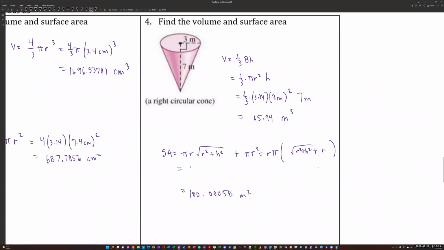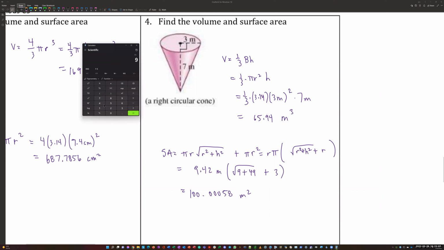All right. So r is 3 meters. Pi is 3.14. Well, I guess we could just do that. 3 times 3 is 9. 3 times 14 is 42. So this is 9.42 meters times whatever all this stuff is. Square root of r squared is 9. H squared is 49. R is 3. Does that make sense? So then 9 plus 49.